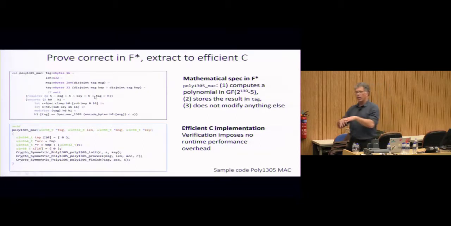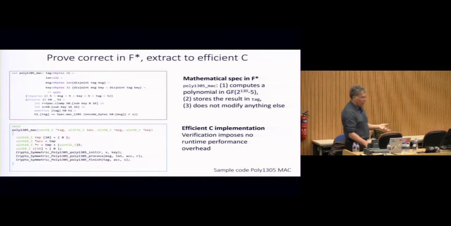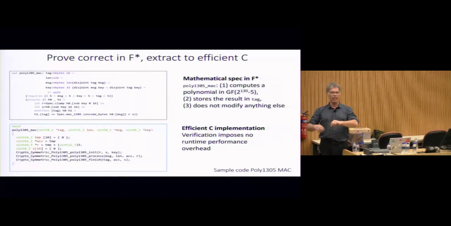So now our logic has exploded from just bit vectors with no quantifiers up to a very rich logic that has types, dependent types, as well as quantifiers, because we need to talk about collections, all the bytes in a particular buffer and properties of those bytes. Essentially the mathematical spec in the upper square here is saying that we want this function to compute a polynomial in this particular field. It stores the result in tag, and it doesn't do anything else. Like it doesn't overrun a buffer. It doesn't do anything else but points 1 and 2.